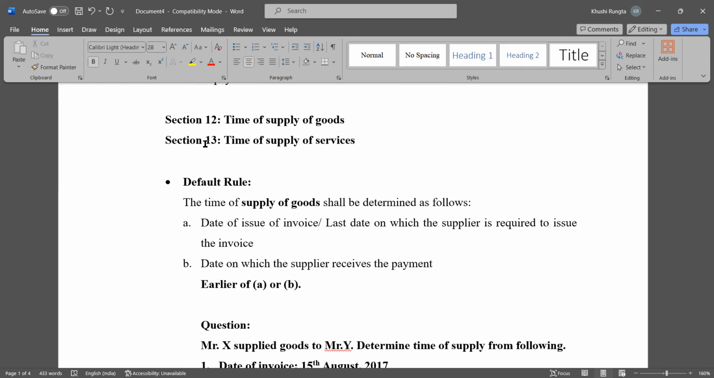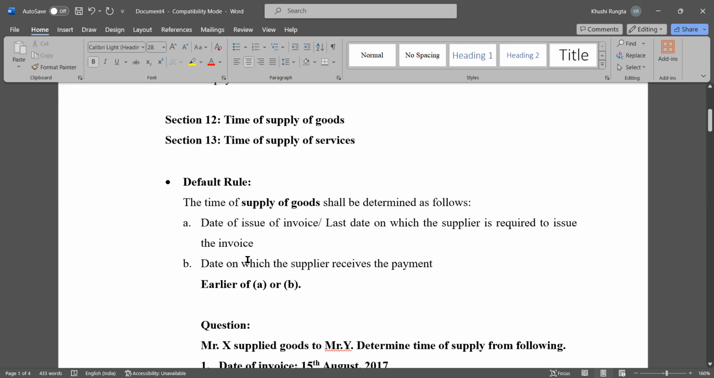Now, there is a default rule for both the supply of goods and the supply of services. Let me first tell you the default rule for the supply of goods. There are 2 points in this. In the default rule, you must check the date of issue of invoice or the last date on which the supplier is required to issue the invoice. Both mean one and the same. Basically, the date of issue of invoice or the date on which the supplier receives the payment.